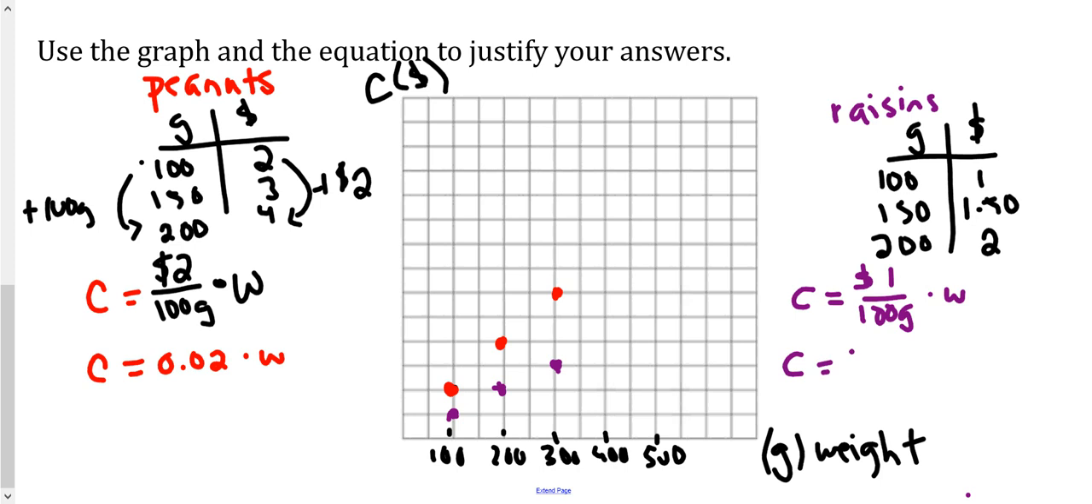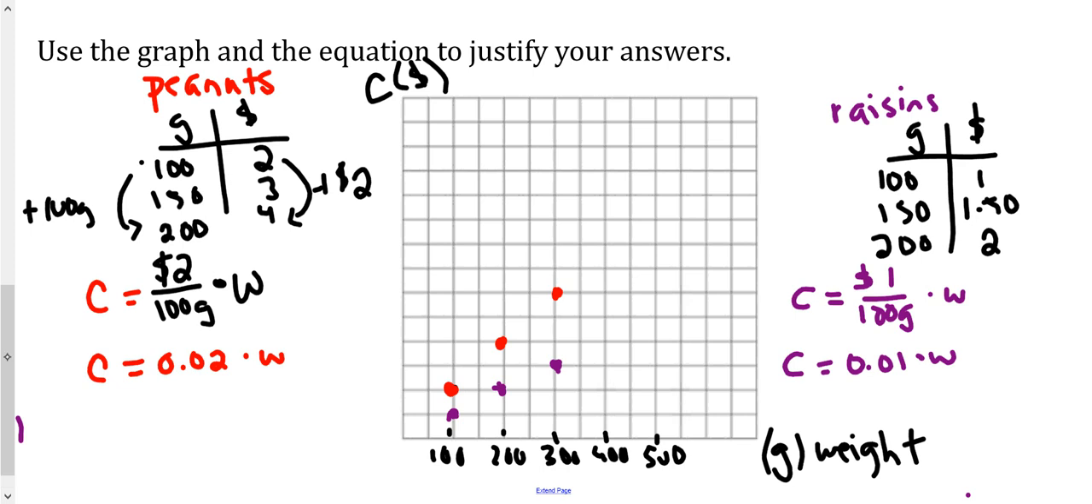It looks like for raisins it's going to be 1 cent, 0.01 times W. Right? They have different rates of change. They have different growths. The cost of peanuts is going to go up quicker than the cost of raisins. So we have some equations there.